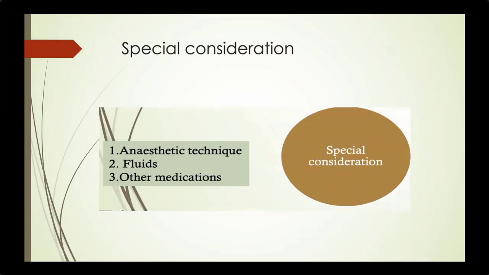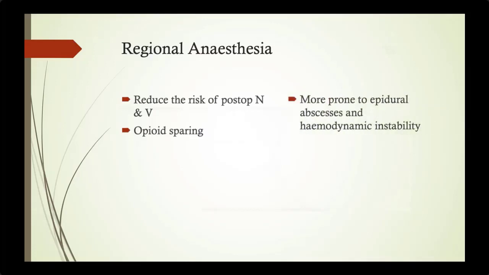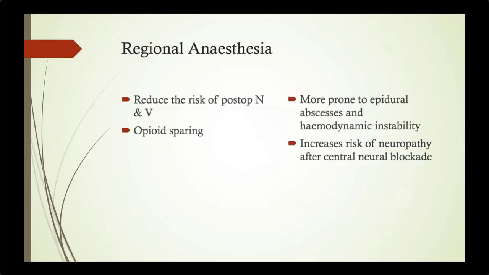In the next 5-10 minutes, we'll talk about what we should do in special circumstances. Anesthetic technique: I think there are pros and cons for everything, but basically regional anesthesia should be encouraged. It reduces the risk of nausea and vomiting, and obviously has an opioid-sparing effect if you use it with a general anesthetic. Of course, the patient is more prone to epidural abscesses, having had diabetes, and also hemodynamic instability and increased risk of neuropathy.